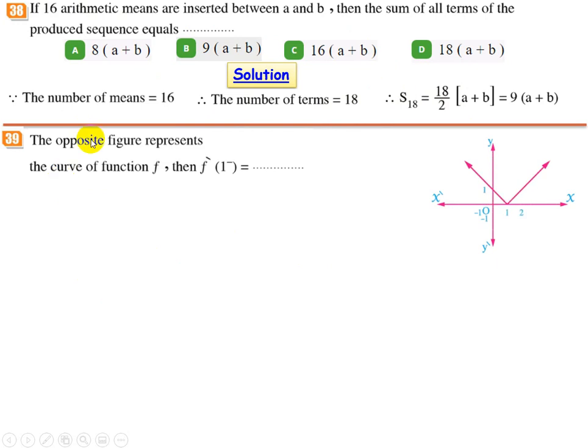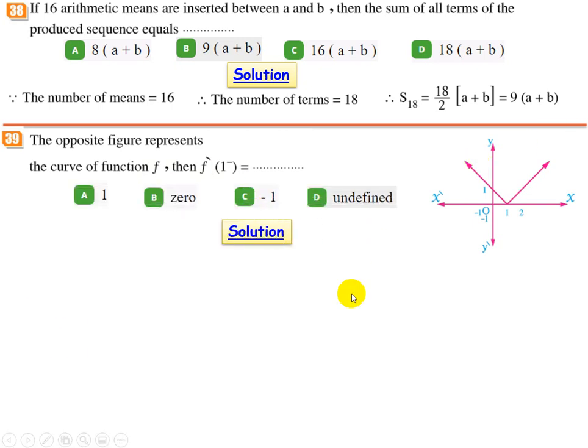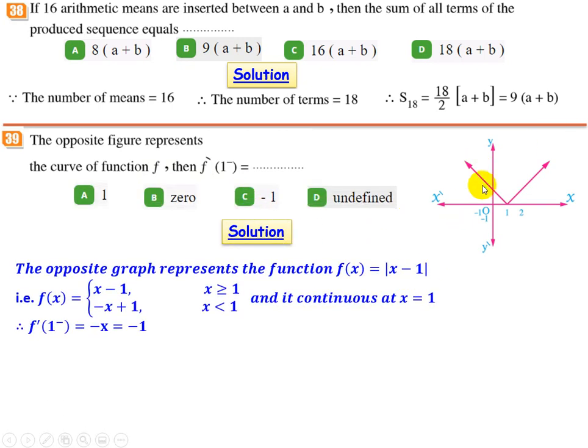Number 39. The opposite figure represents the curve of the function f, then f dash at 1 from the left equals. This function, as you took before in the first term, represents absolute value of x minus 1. We can write it as piecewise: x minus 1 when x is greater than or equal to 1, negative x plus 1 when x is smaller than 1. And it's continuous at x equals 1 as in front of you. So f dash at 1 from the left equals the derivative of negative x plus 1, which will be negative 1. So the answer of this function is negative 1.